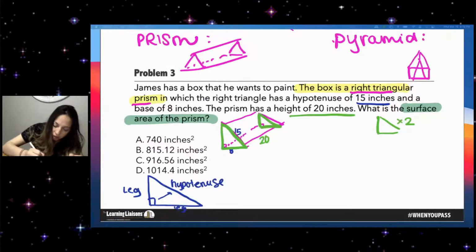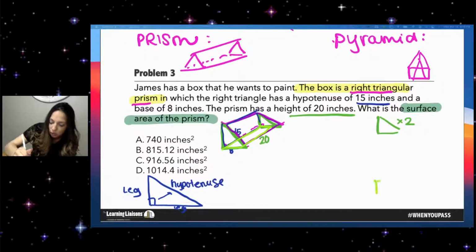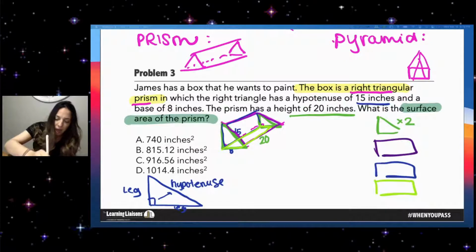I have this purple rectangle. Then I have the blue rectangle, which is like that back side. And then I have this green rectangle, which is the bottom. So there's 3 different rectangles that we are looking at to find the area of. 1, 2, 3. Okay, I'm going to redraw our prism here so it's not so messy.